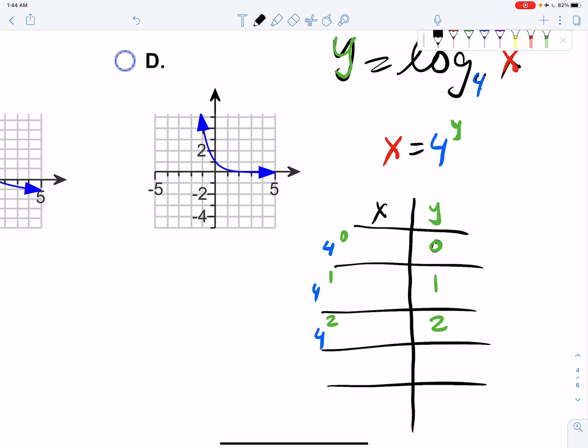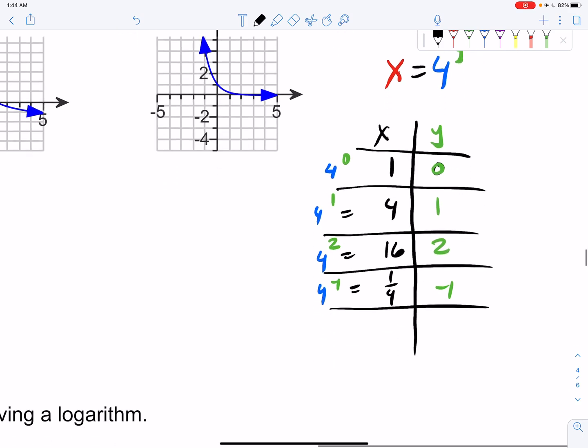And so 4 to the 0 is 1. 4 to the 1 is 4. 4 to the second is 16. Let's try some negative numbers. So 4 to the negative first is 1/4. That was a negative 2. That would be 4 to the negative second, which is 1/16. Yikes, that's pretty hard to graph a 16th on this graph.